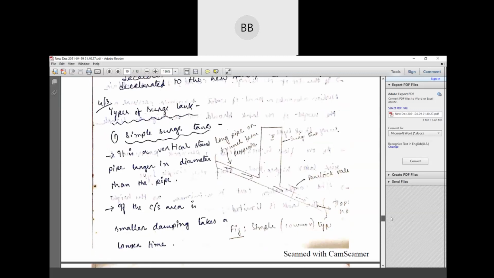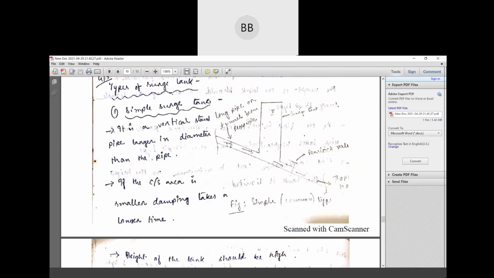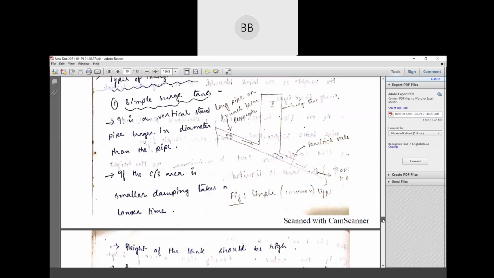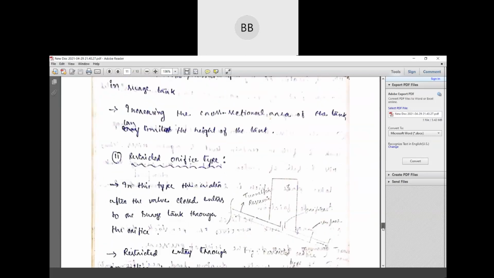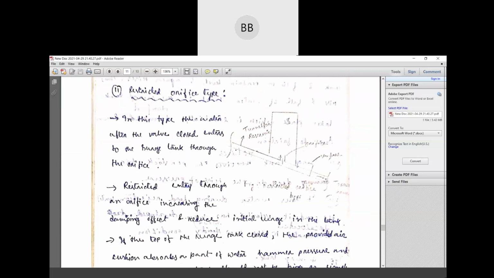Simply, this is your simple surge tank, whatever we have seen till now, circular in shape in a vertical stand. Then we have our orifice type. So in that particular one, the opening is like an orifice. Okay, so that's why it's the restricted orifice type. That means we are restricting the flow amount.